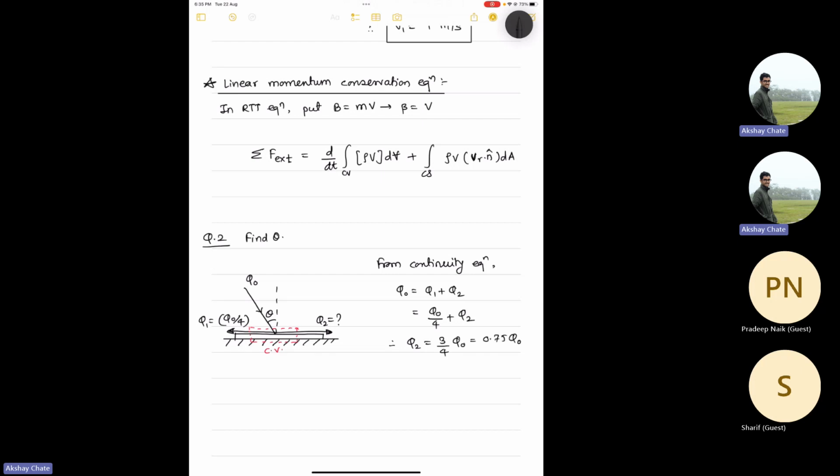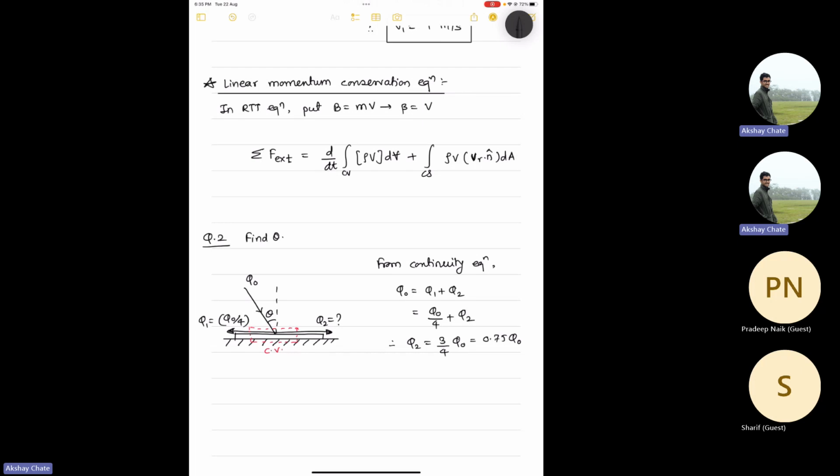So this much we know. Now, no other information was given. It is just told that the plate is in a stationary state. It is not moving or anything because of this fluid impingement.